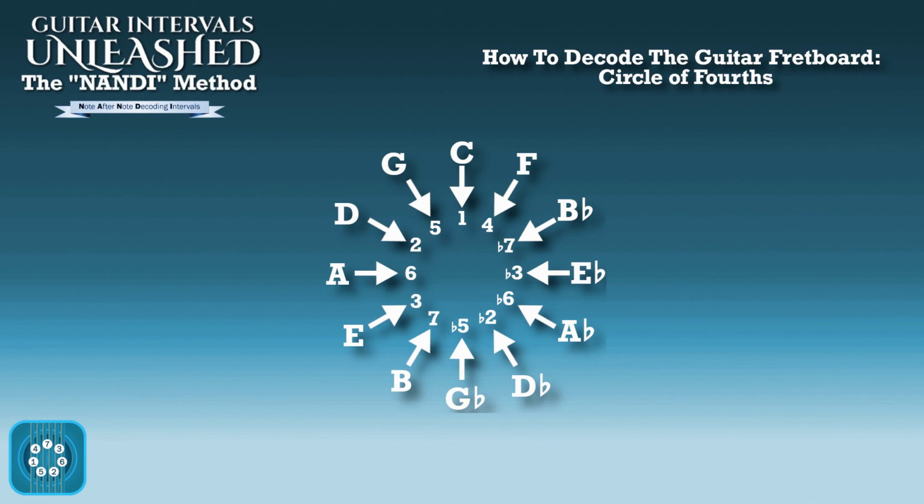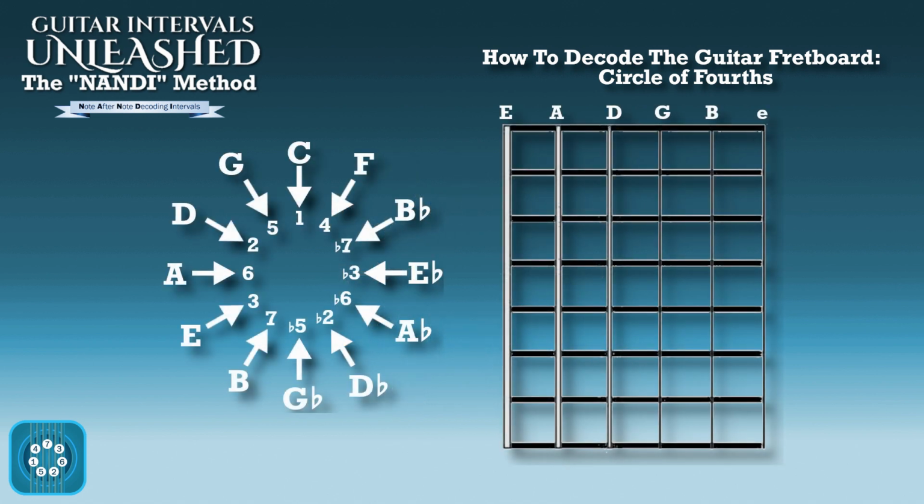Well, it has to do with the way the guitar is tuned. So here's your fretboard on the right with the string names on top, E, A, D, G, B, E. Now, if you start at the lower left of the circle of fourths, you can see E, and as you go clockwise, it goes E, A, D, G, which is the first 4 strings of our guitar. Then it goes to C and F.